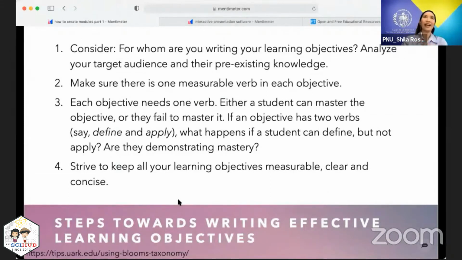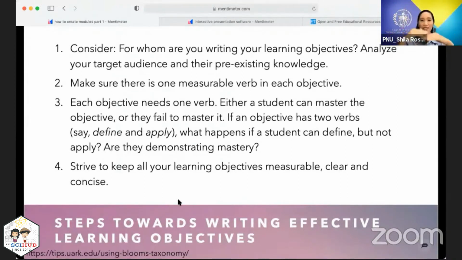Let's say the objective here is to define and apply. Medyo malayo, 'di ba? If they can define but they cannot apply, edi hindi siya nag-demonstrate ng mastery. Hindi niya na-reach yung objective na iyon. So, pag hindi niya na-reach yung objective na iyon, edi hindi mo masasabi na ma-reach niya yung goal.